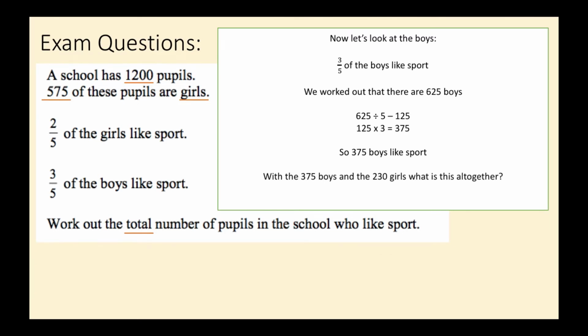With the 375 boys and the previous one that we figured out, the 230 girls, what is this all together? If we add them together, it gives us 605, and that would be the answer to your question. That's quite a nice question. I don't think it's too challenging. It's a foundation GCSE AQA question.